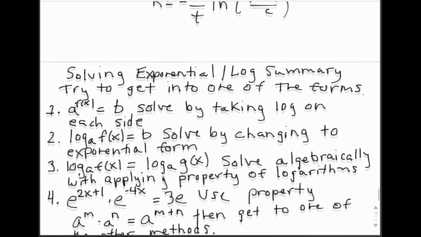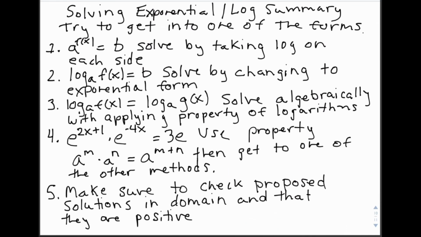Okay, so next we can do a solving exponential and log summary. What you want to do is try to get into one of the forms. Number one, you might have a raised to the f of x equal to b. The way that you solve that is by taking the log of each side in order to get your exponents down. You can take the natural log, or you could just take the log of both sides. It doesn't really matter, but you do need to be consistent. Number two, log base a of f of x is equal to b. Solve by changing into exponential form. So you have your base a, raise it to your b, and set it equal to your f of x.